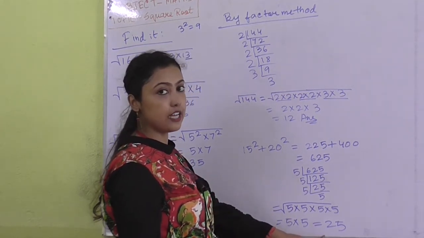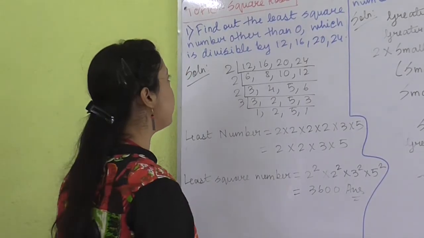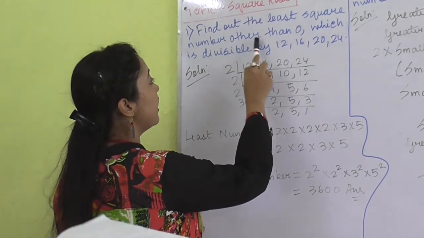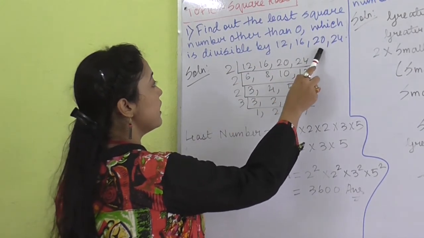I think this is clear to you. Start with exercise number 18.2. So here one problem is given: find out the least square number other than 0 which is divisible by 12, 16, 20 and 24.